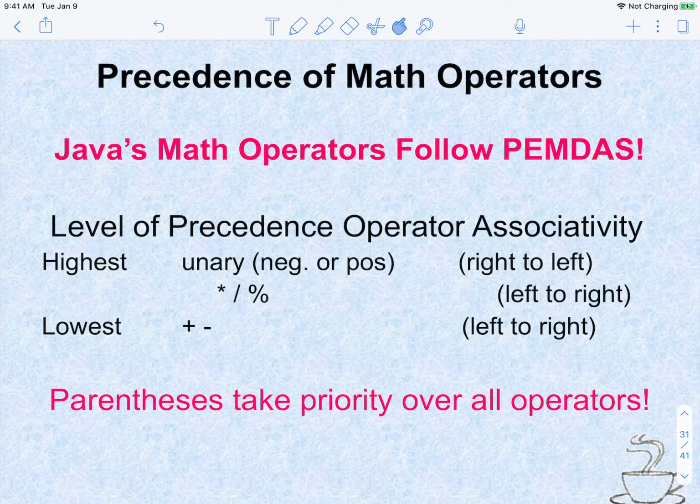All right. So Java has a specific precedence for math operators. It follows PEMDAS. So, if you just remember PEMDAS, you're pretty safe. The only thing you want to remember is that negative or positive comes first. Then multiplication, division, modulus. If you have more than one in it, it works from left to right. Okay. And then addition or subtraction. Just remember PEMDAS, parentheses takes priority over anything else.